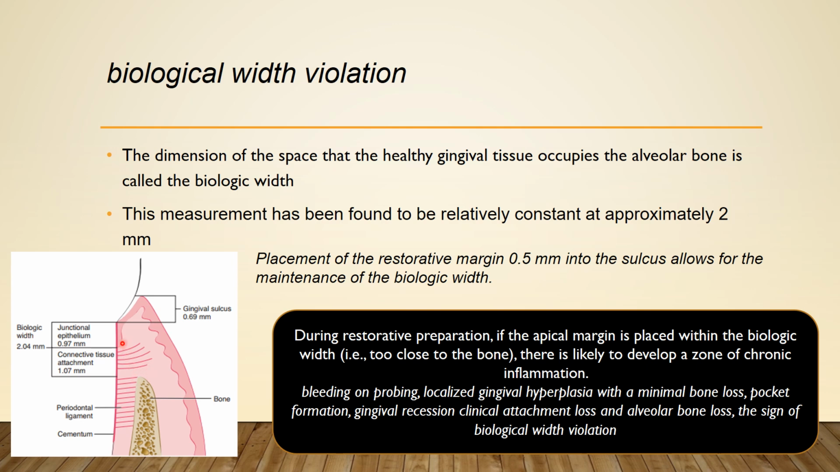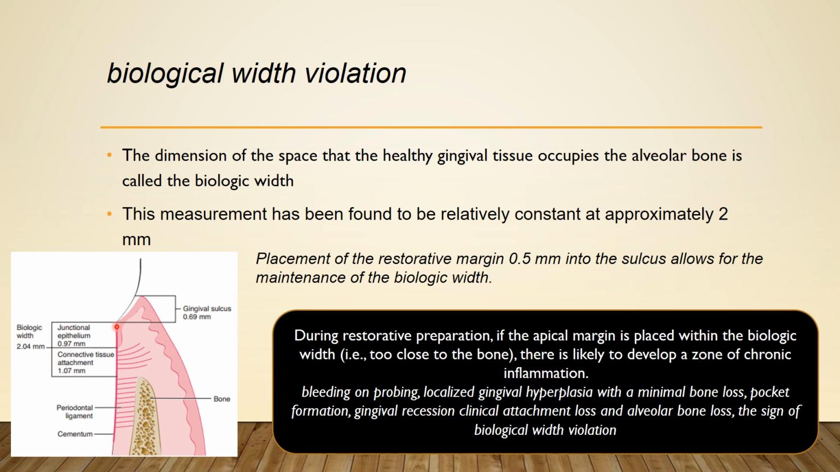As you can see in this picture, it constitutes the junctional epithelium and connective tissue attachment. This measurement has been found to be relatively constant at approximately 2 mm. Ideally, in normal healthy gingiva, the junctional epithelium is 0.97 mm and the connective tissue attachment is 1.07 mm, which makes the biological width 2.04 mm. The placement of the restorative margin is always recommended to be just 0.5 mm into the sulcus, which allows maintenance of the biological width. During restorative preparation, if the apical margin is placed within the biological width, very close to bone, it is a very subgingival margin, and it will tend to develop a zone of chronic inflammation. This can also progress to bleeding on probing and localized gingival hyperplasia with a minimum of bone loss.